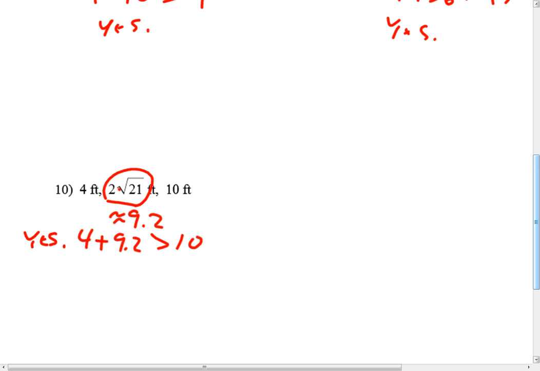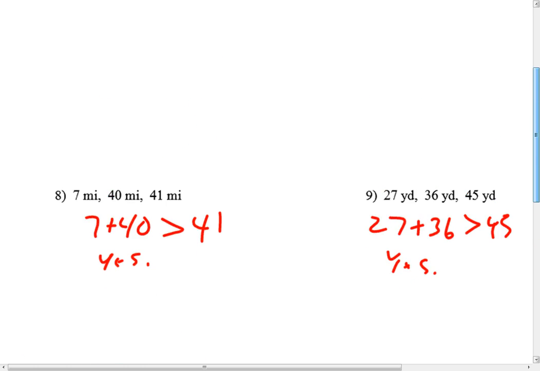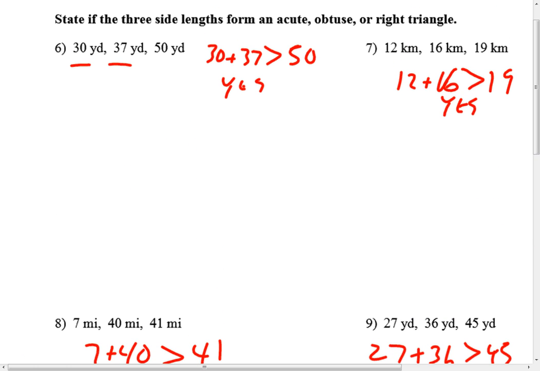Let's go back up here. The rule that I gave you was dependent upon putting the c squared all the way to the left. If you put it to the right, then you have a different set of rules. What should I put in for c? 50. Put the largest one in.